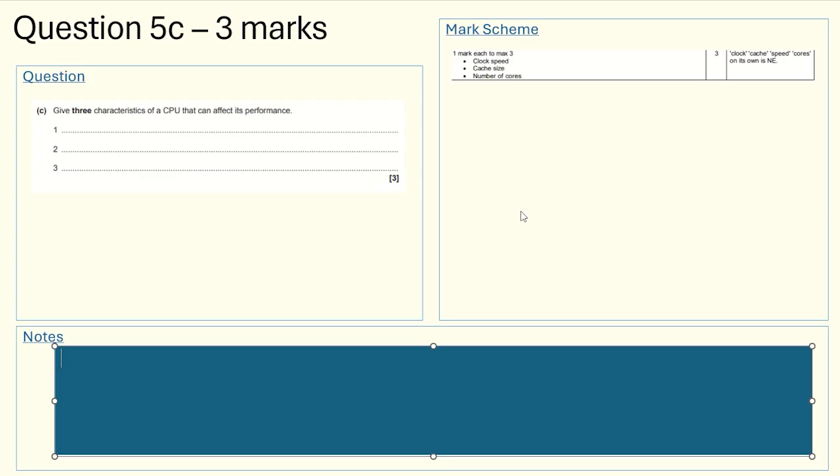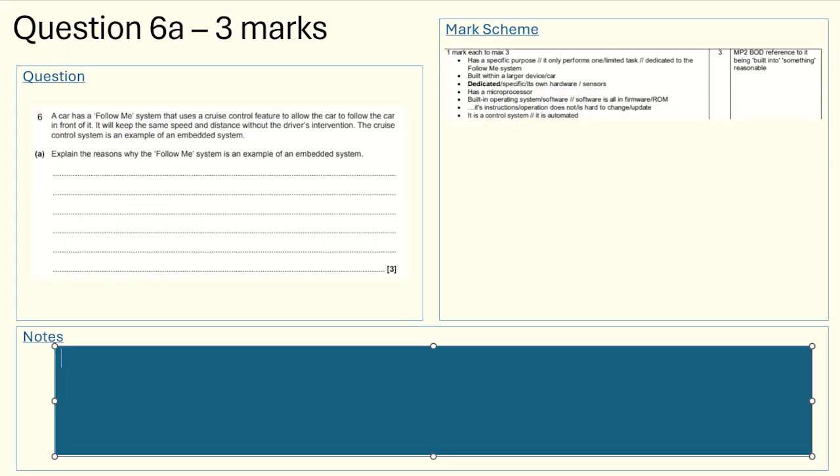Cores doesn't affect the CPU. The number of cores affects the CPU. So we've got to make sure you're being specific for that one. So we know that the three characteristics we've learned in lessons are clock speed, the size of the cache, and the amount of cores, or the number of cores. And that will get you all 3 marks for this question.